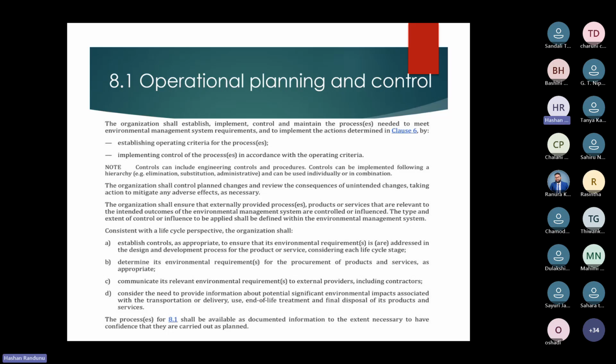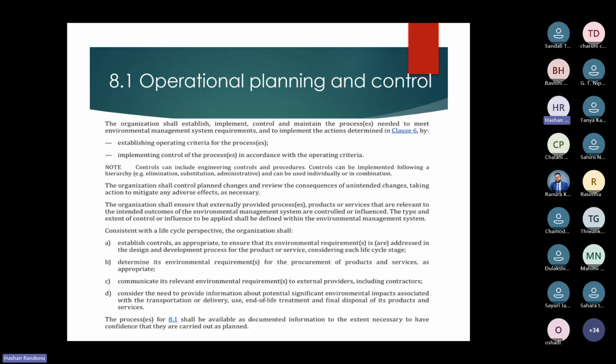You can consider those things when you design or develop your processes or products or services, right? And then determine its environmental requirements for procurement of products and services as appropriate. So we can take again that sustainable wood firewood purchasing for the boiler as an example for this, right? You can even ask for sustainability related certifications from your suppliers. You can even include those sustainability related certificates as qualifications when you select a supplier, right? You can do several things and communicate its relevant environmental requirements to external providers, including contractors, right?